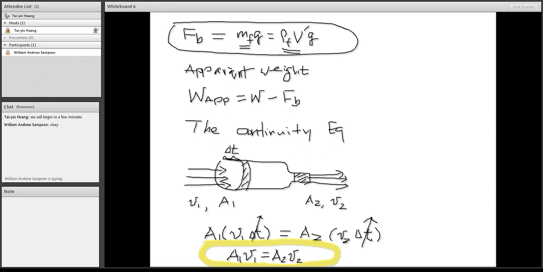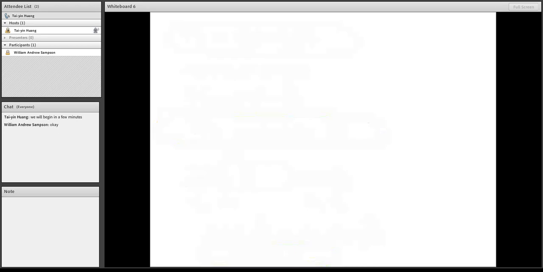So it's a simple concept, and you experience it every day. You see the water coming from a large area flows slower, and when the water goes through a bottleneck, it moves at a faster speed.